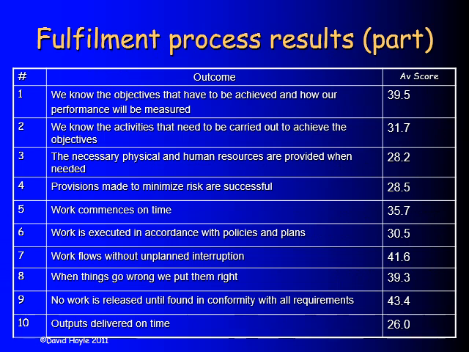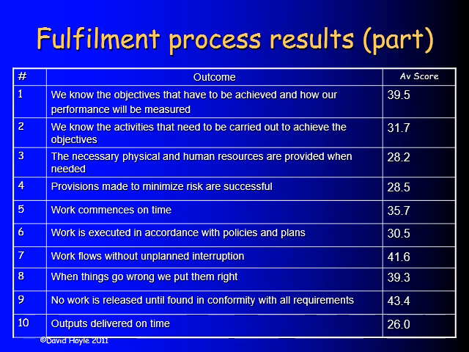So here we have a particular process, the fulfillment process, and this is the result of this analysis. Here we have a series of outcomes that we're looking for, and we take the first one. We know the objective that has to be achieved and how our performance will be measured, and there's a score. That's a computed score, an average score from the management, the subordinates, and the person doing the job. So they're rating it relative to that.